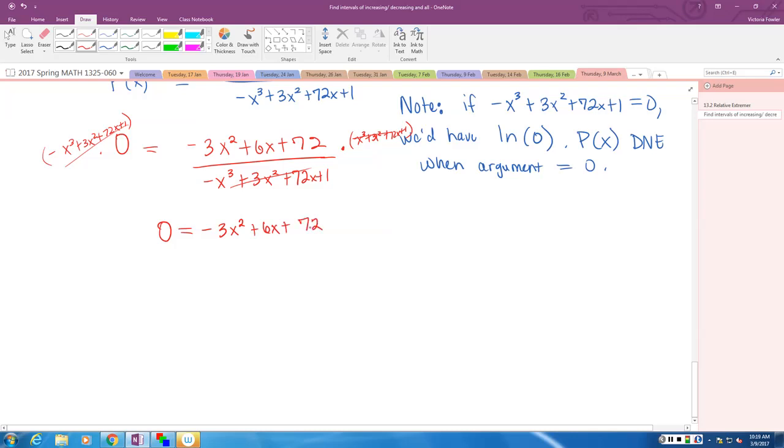Okay, so I've got 0 is equal to the numerator, which is negative 3x squared plus 6x plus 72. We have very readily, easily usable techniques for quadratics. We're going to factor out, how about a negative 3? Good. And then what do I have in the parentheses? x squared minus 2x minus 24. I agree with that. Okay, so I got my -3. What does that factor into? Okay, x minus 6 and x plus 4.